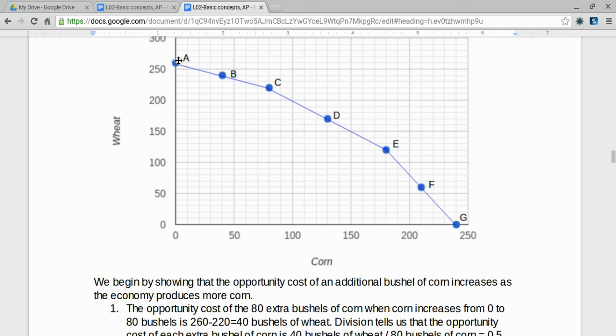The opportunity cost of each extra bushel of wheat goes from 0.5 to 1 to 2 bushels of corn. The opportunity cost of each extra bushel of wheat rises as we get more and more wheat.